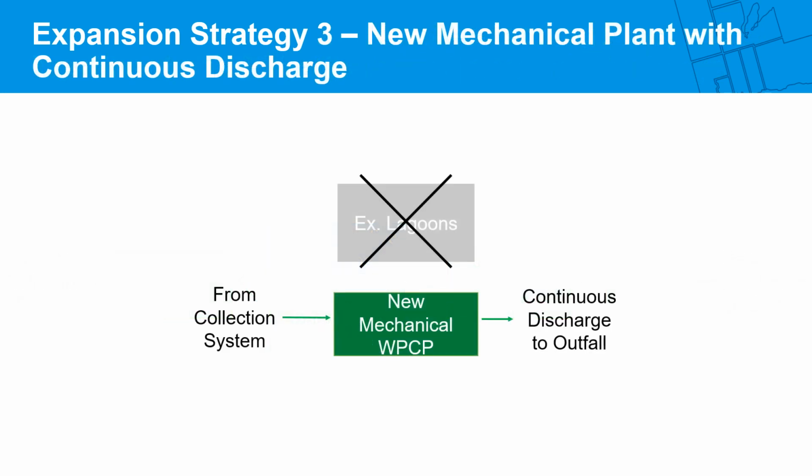Expansion Strategy 3 consists of decommissioning the existing lagoons and building a new mechanical WPCP. The new plant would be designed to allow continual discharging to the Beaver River. This strategy would result in a significantly smaller footprint, but this would increase the capital cost of the project.